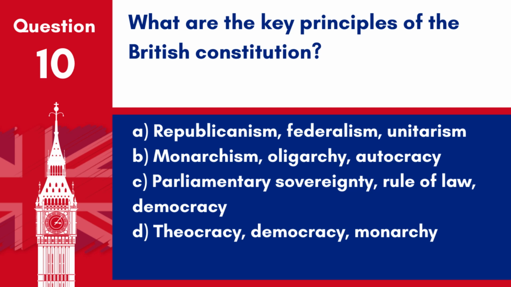Question 10. What are the key principles of the British Constitution? A. Republicanism, federalism, unitarism. B. Monarchism, oligarchy, autocracy. C. Parliamentary sovereignty, rule of law, democracy. D. Theocracy, democracy, monarchy. Answer C. Parliamentary sovereignty, rule of law, democracy. The key principles of the British Constitution include parliamentary sovereignty, the rule of law, and democracy.